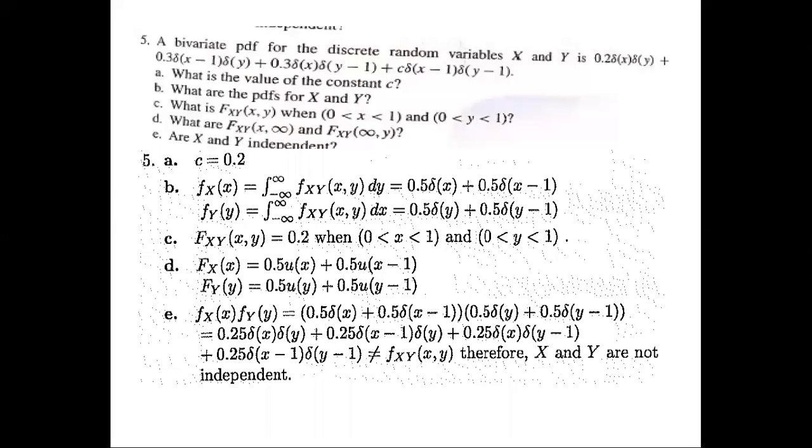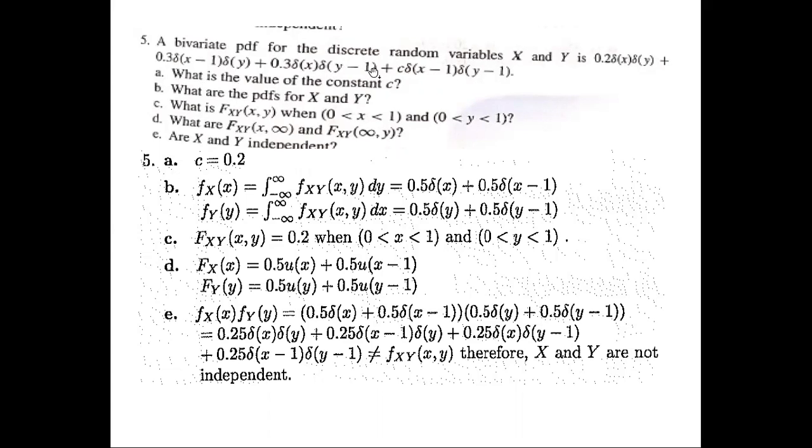Okay, we'll go for the next problem. A bivariate PDF for the discrete random variables x and y is given by 0.2 δ(x)δ(y) + 0.3 δ(x−1)δ(y) + 0.3 δ(x)δ(y−1) + c δ(x−1)δ(y−1). So this is discrete. Earlier we had a continuous random variable, but now we have the discrete case.